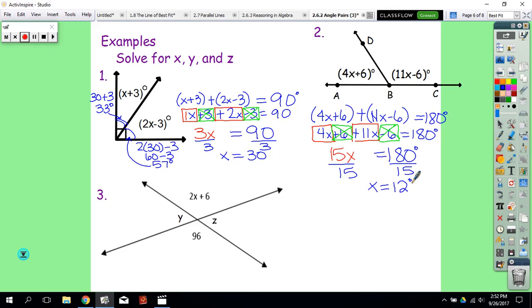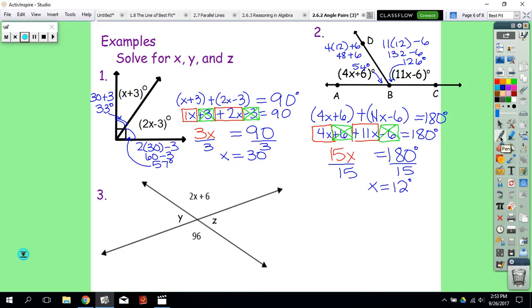And that's not the measure of the angle, that just tells us what x is. So if we wanted to figure out this angle up here, we would do 4 times 12 plus 6, and we would do 11 times 12 minus 6. So 4 times 12 is 48, plus 6 is 54. So that means that this angle here is 54 degrees. 11 times 12 is 132, minus 6 is 126. So this angle right here is 126 degrees.